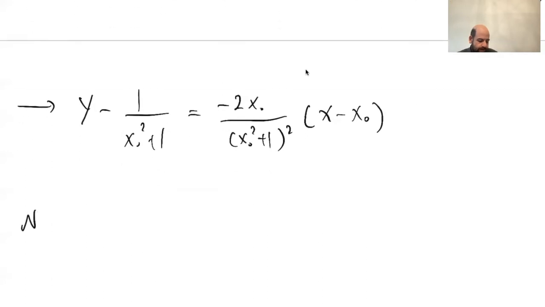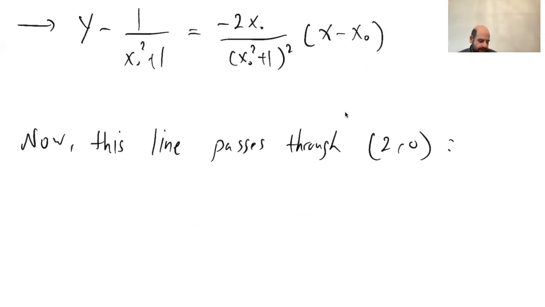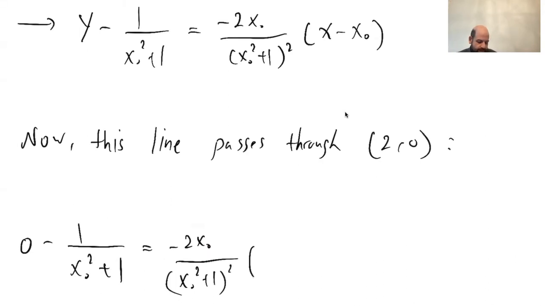Okay, so now this line passes through which point? It passes through the point 2 and 0. So that means if I replace x with 2 and y with 0, then this equation will hold. So I can say that 2 minus 1 over x0 squared plus 1 is equal to minus 2x0 divided by x0 squared plus 1, the whole squared, times 2 minus x0.